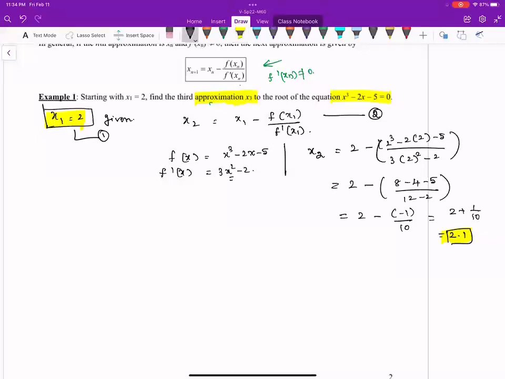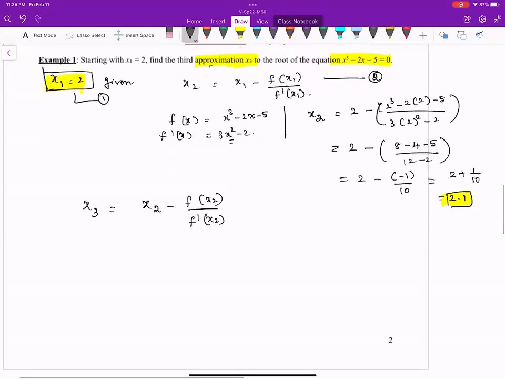Then what is the third approximation, which is what we have to find out? It is the second approximation minus f at the second approximation divided by f prime at the second approximation. x2 is now 2.1 minus f of 2.1 divided by f prime of 2.1. So which will be 2.1 minus, so these are f of x and f prime x. And in this, we are going to substitute 2.1.